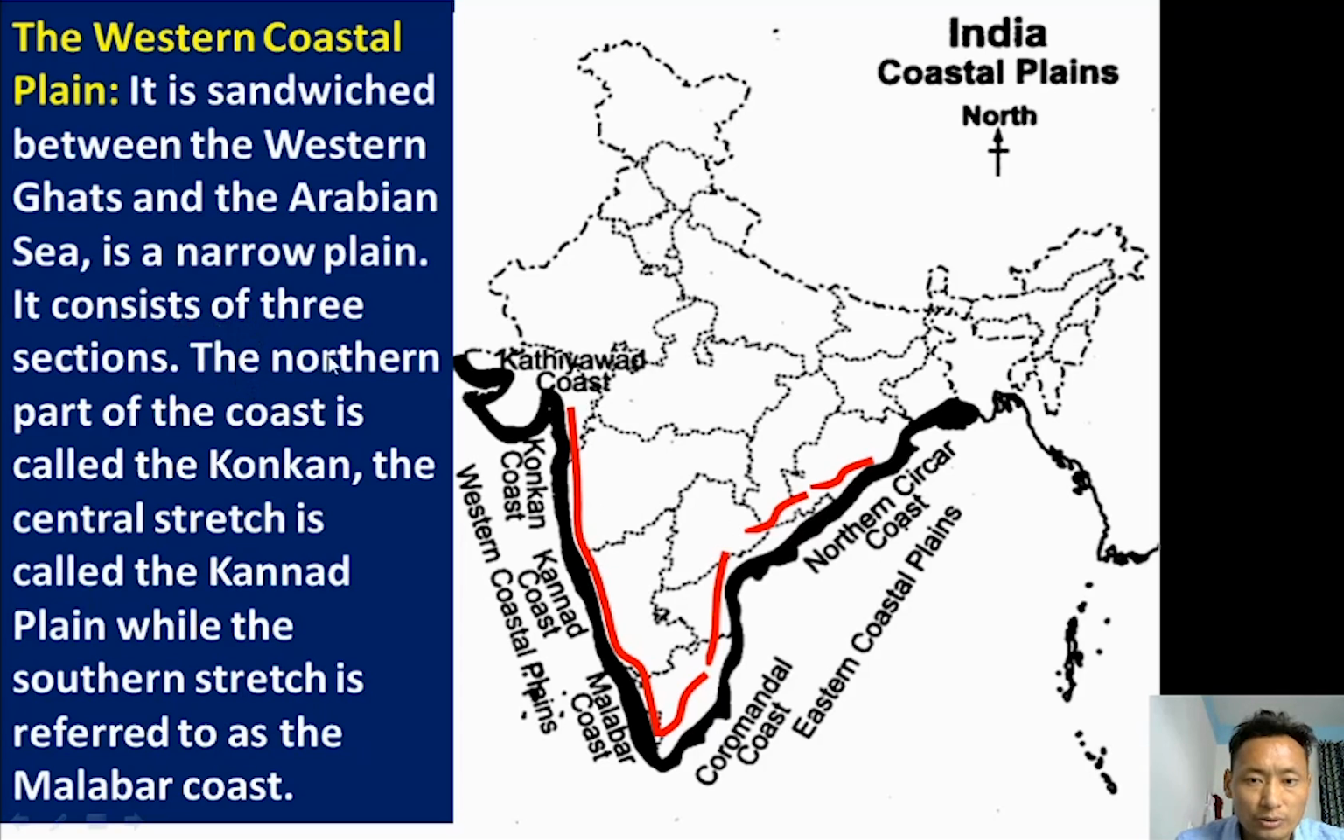This Western Coastal Plain is divided into three main sections. The northern part of the coast is called the Konkan Coast. The central part of the Western Coastal Plain is called the Kanara Coast, while the southern part of the Western Coastal Plain is called the Malabar Coast, mostly in Kerala.